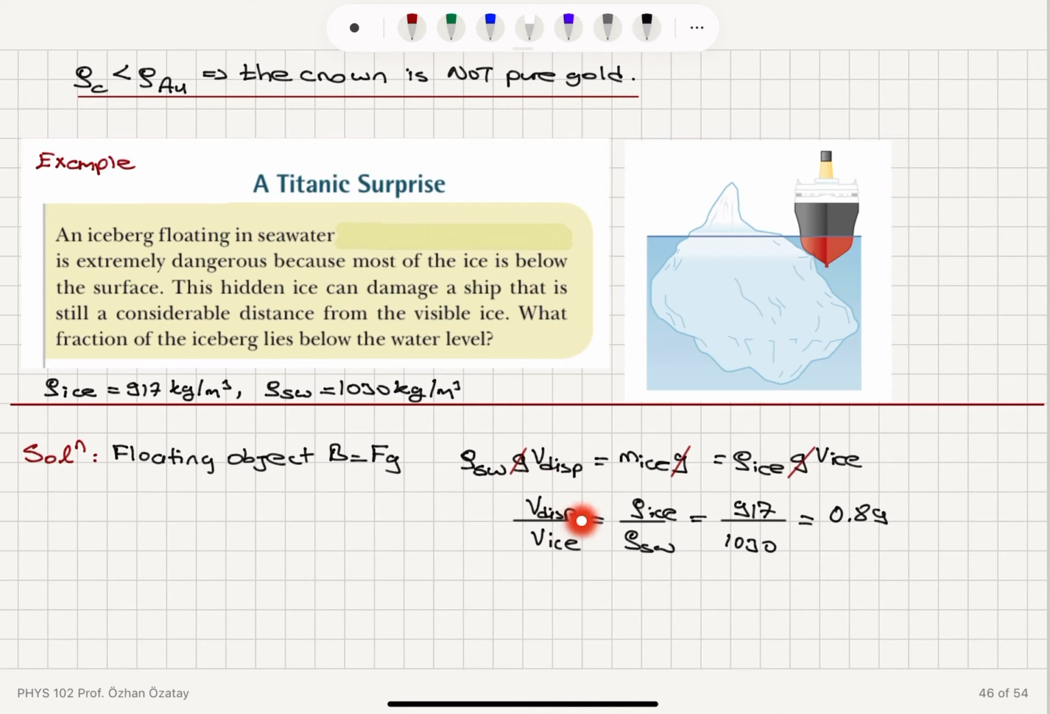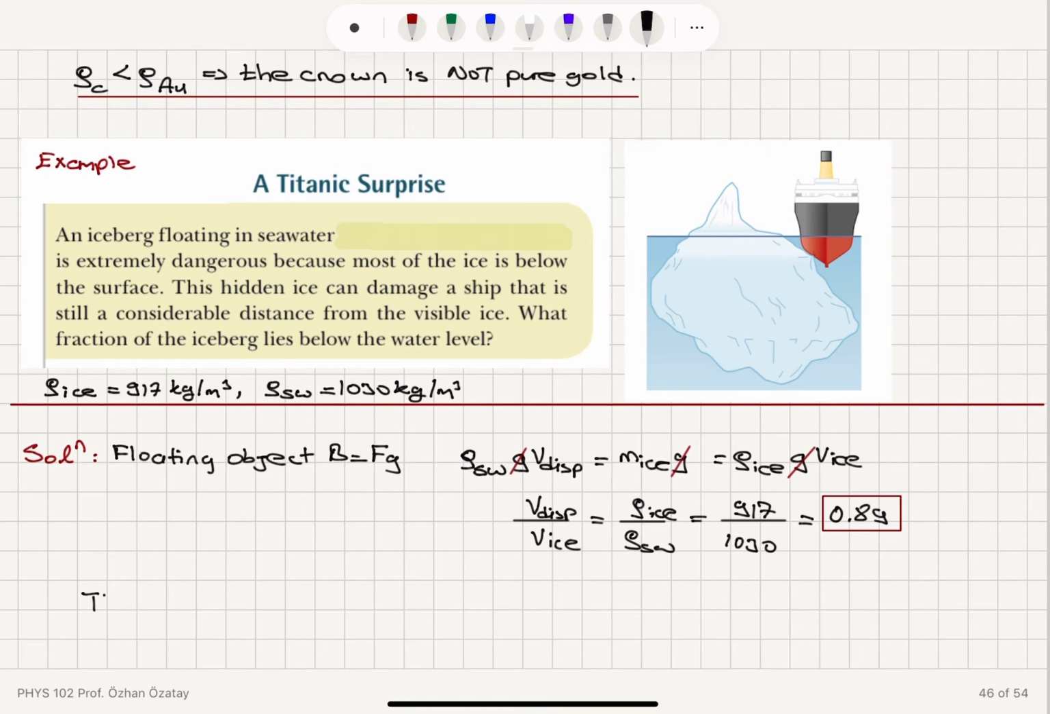This is the volume below the water level, and this is the total volume. So that's basically the answer we're looking for. 0.89 is the fraction of the ice below the water level. So let's state this result.